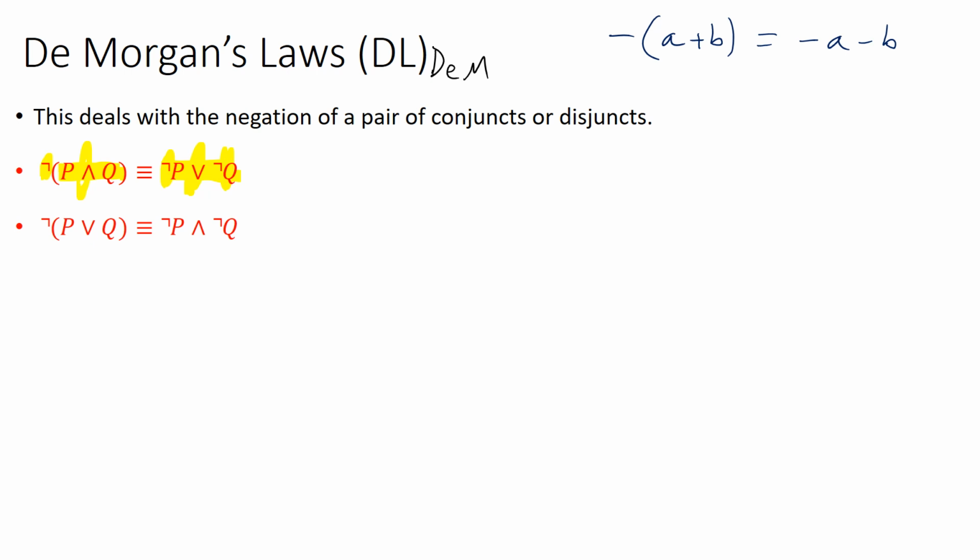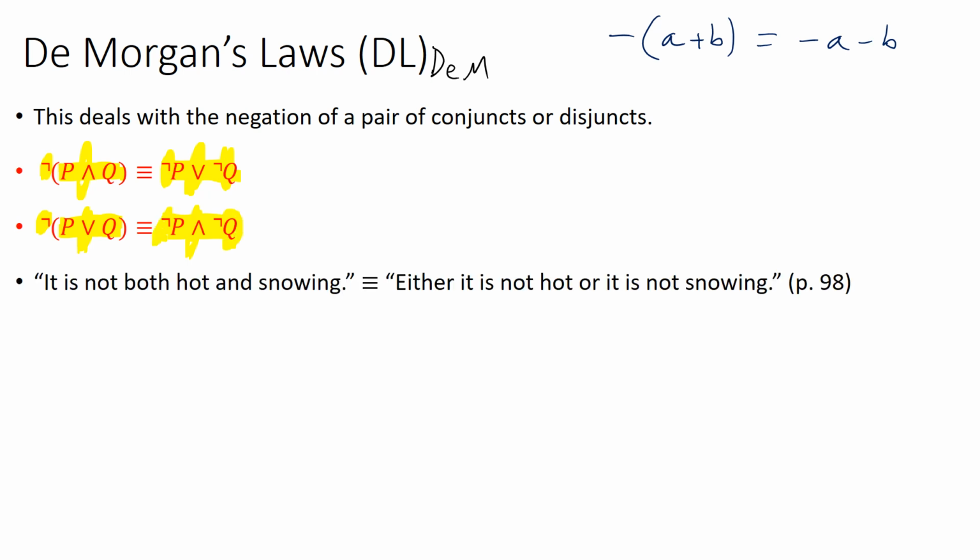How about if you have a disjunction, p or q, and you, so to speak, collectively deny it? So it's not the case that p or q, that would be logically equivalent to a conjunction, not p and not q. So here is our disjunction, but here is a conjunction, and p is being denied, q is being denied. Here's an example from page 98 of the textbook.